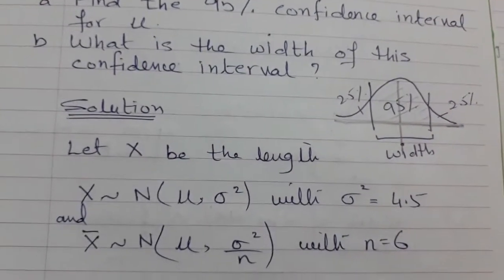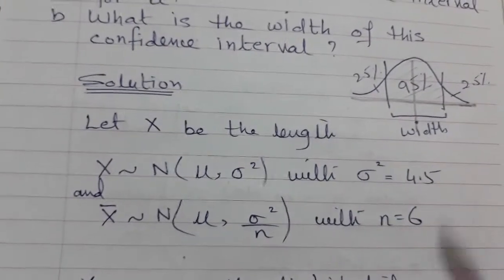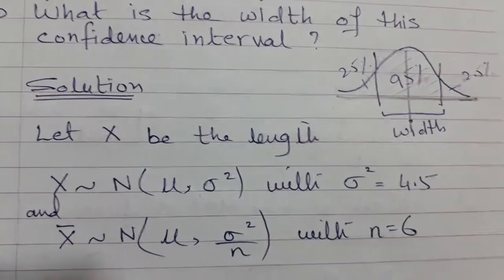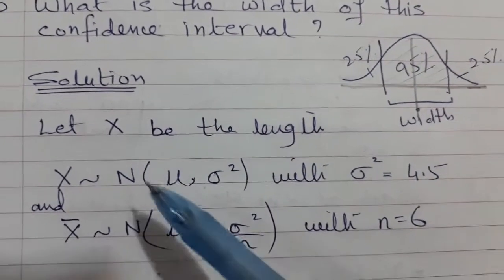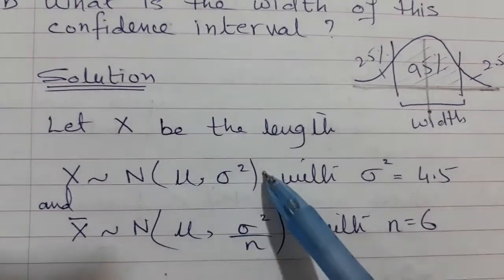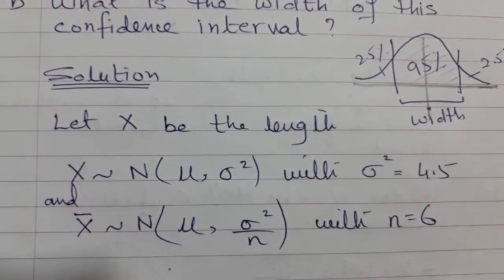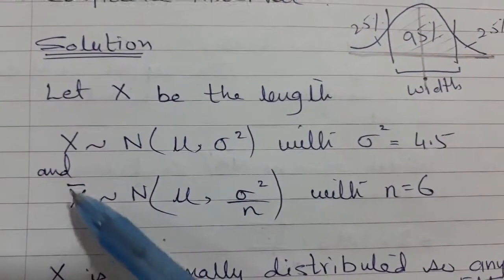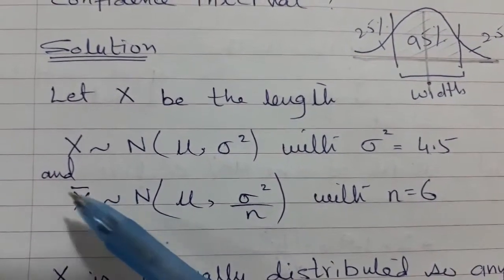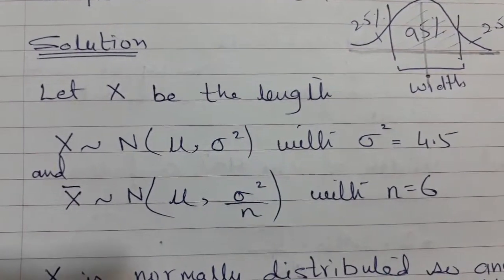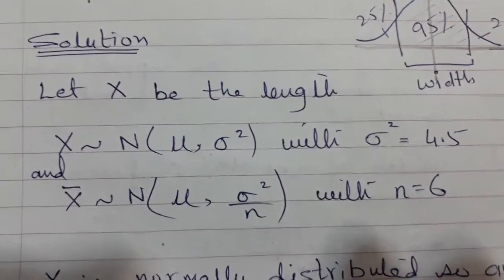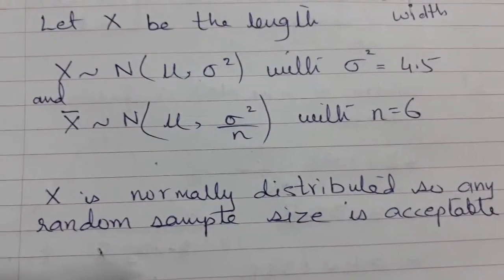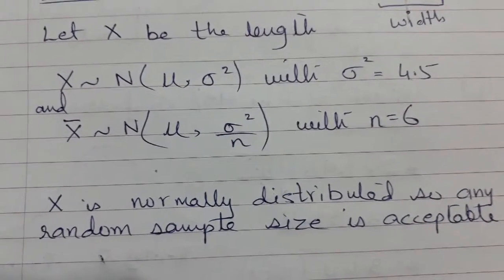So let's see from the question what information do we have, and then we will look for the confidence interval. So x, we are talking about the length, right? And the population parameters are mu, variance. Variance is given to you, 4.5. And then for the sample, your distribution will be x bar, the symbol for population, mu comma sigma squared over n, right? And n is 6. And we know that if my population is normal, the sample will also be normal.